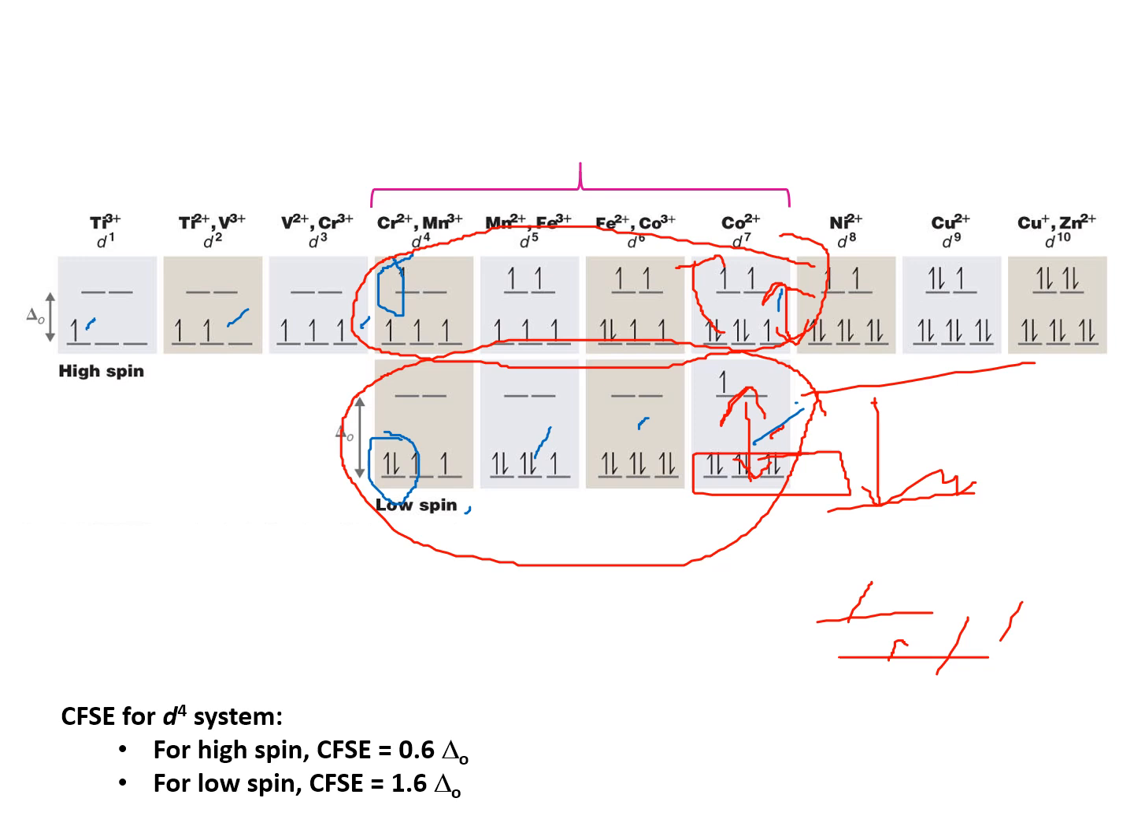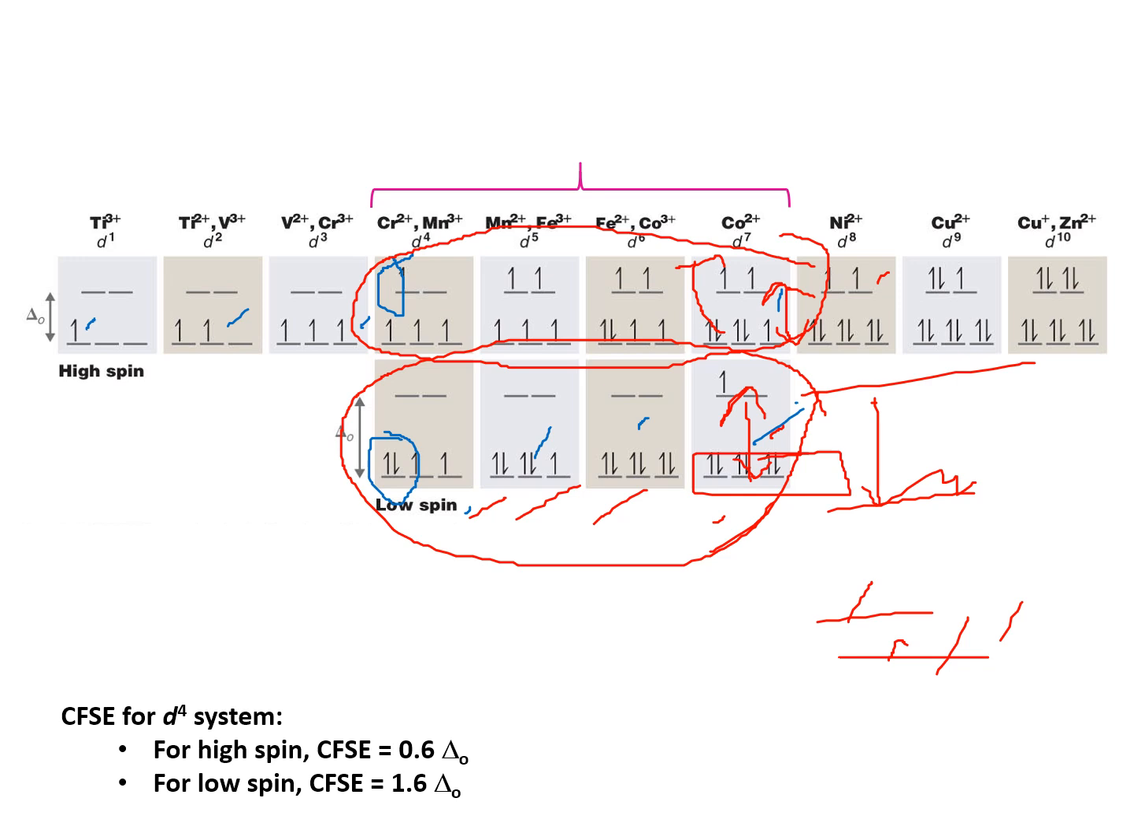Again, for d8, d9, and d10, whether it's a low spin complex or a high spin complex, the configuration will remain the same. There is no choice for the electrons to go to a low spin or high spin arrangement. That's why for d1 to d3 and d8, d9, d10, we cannot see any kind of high spin or low spin complex, except in d4, d5, d6, and d7 systems. Okay, it has to be remembered.